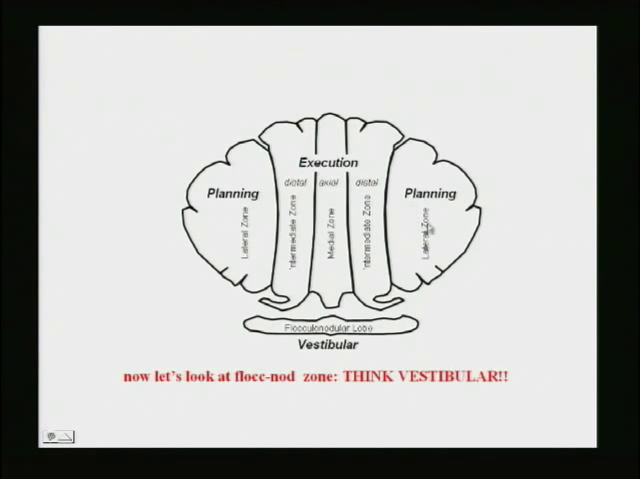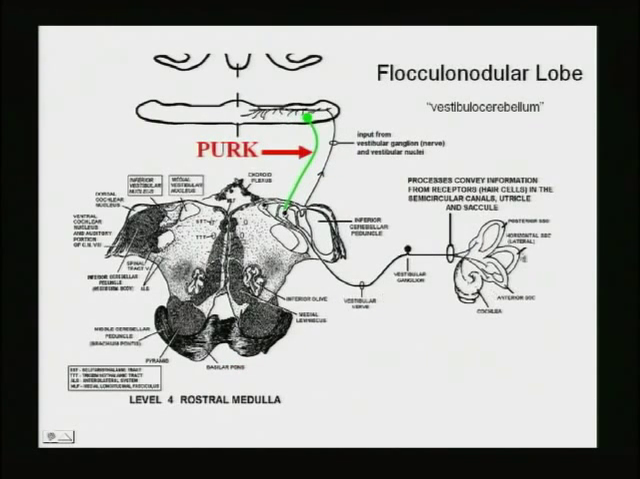Remember here, the Purkinje cell in this area is going to go to the dentate. Purkinje cells in this area are going to go to interpositus. Purkinje cells in this area are going to go to fastigial. Purkinje cells in this area are going to go to the vestibular nuclei. So this shows our old friends from the brainstem.